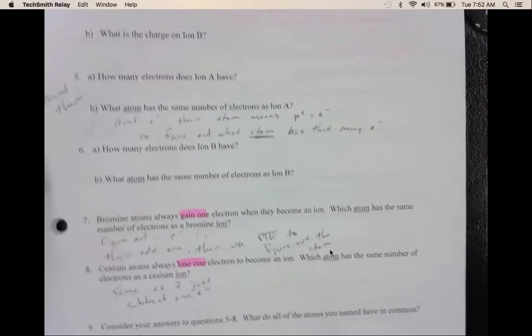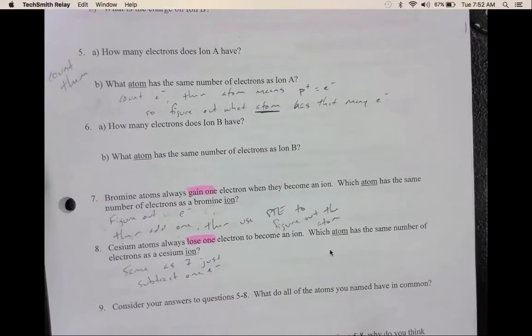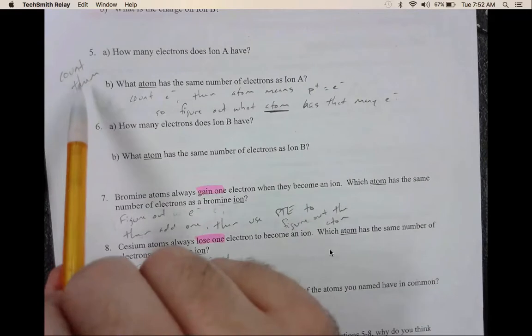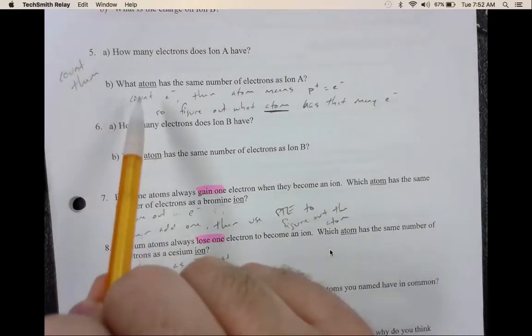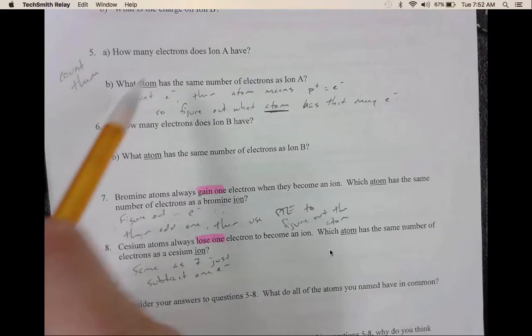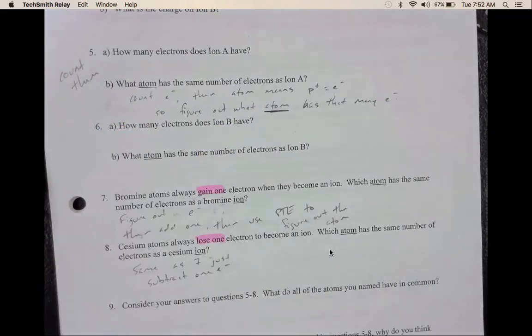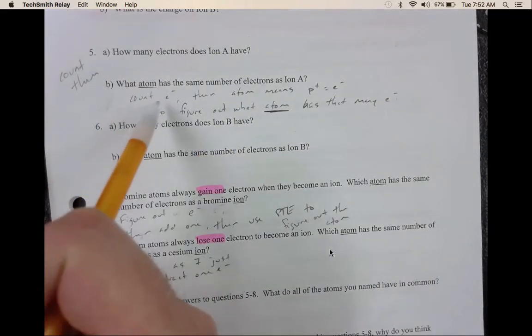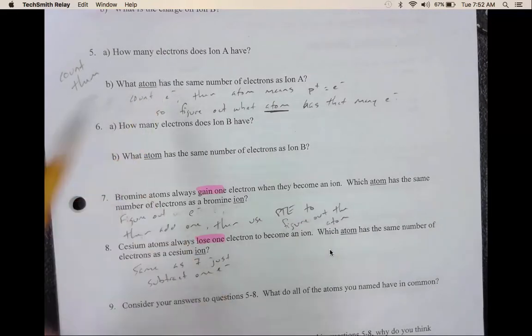Question 5. So question 5, we're figuring out how many electrons ion A has. So just go back to the Bohr diagram and count them. 5b. So to figure out which atom has the same number of electrons as ion A, you have to remember that atom means protons equal electrons. You also have to count the electrons, which you already did in 5a.